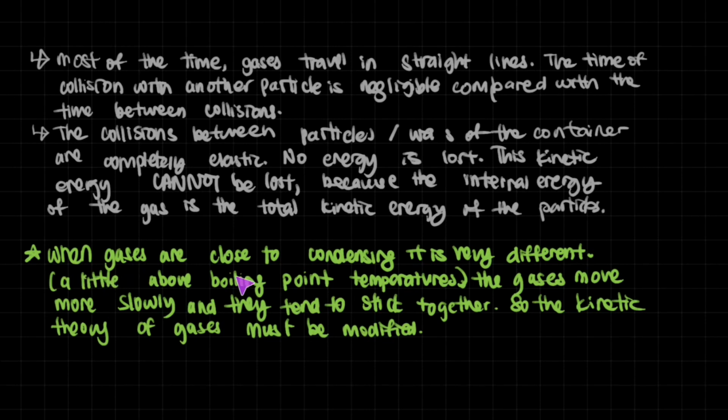So when gases are close to condensing, it is very different. A little above boiling point temperatures, that's where they're close to condensing, right? They haven't condensed yet, but they're going to soon. The gases move more slowly and they tend to stick together, so the kinetic theory of gases must be modified. And this is why, at this level, we deal with ideal gases instead of real-life gases, for which we have to modify the kinetic theory of gases. So those were the assumptions that you should have made in order to carry on with this chapter.